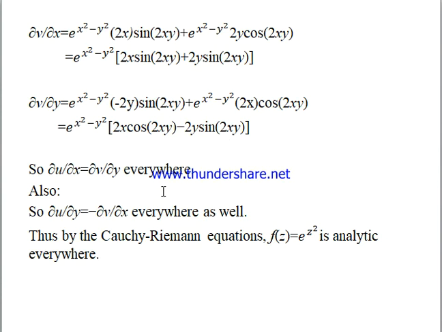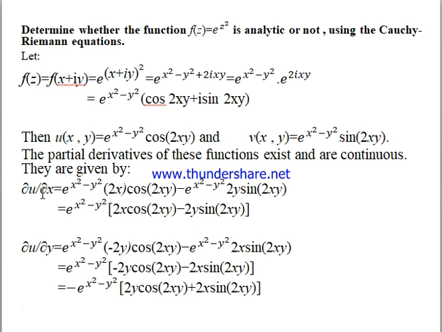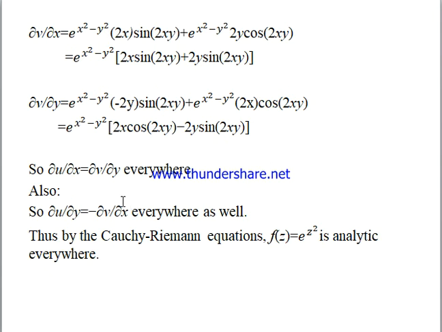So going to the CR equations, ∂u/∂x is equal to ∂v/∂y. We have to check whether this condition is satisfied or not. So ∂v/∂y is e^(x²−y²) times (2x cos 2xy minus 2y sin 2xy). Now we check ∂u/∂x, which is e^(x²−y²) times (2x cos 2xy minus 2y sin 2xy). Both are equal, so the first condition is satisfied.